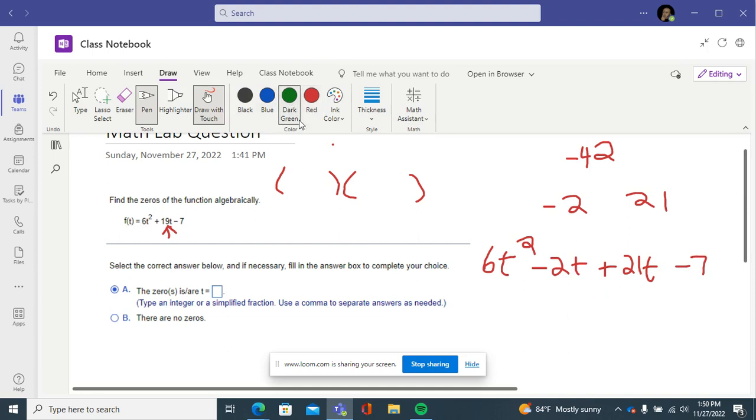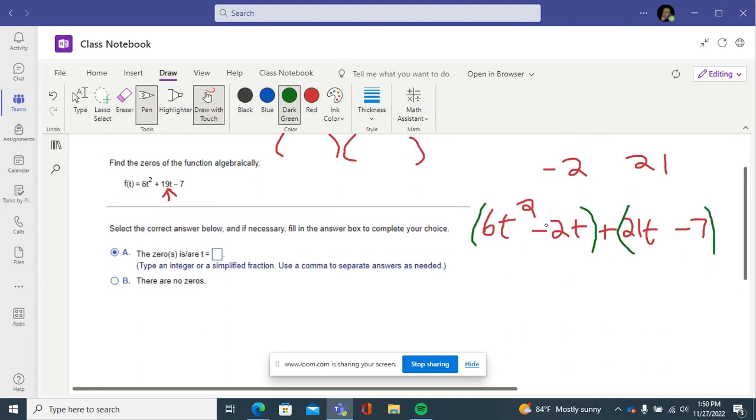Now you're going to group. That's why it's called factor by grouping. I'm going to group the first two and the last two. This always works as long as it's factorable. So I look at my first two terms. What can factor out? My greatest common factor looks like 2t. And if I factor out 2t, I'm left with 3t minus 1.